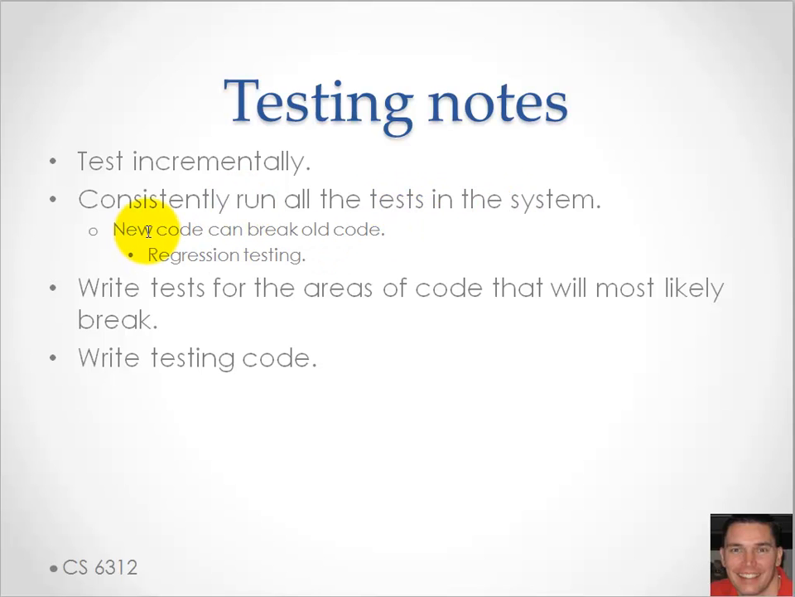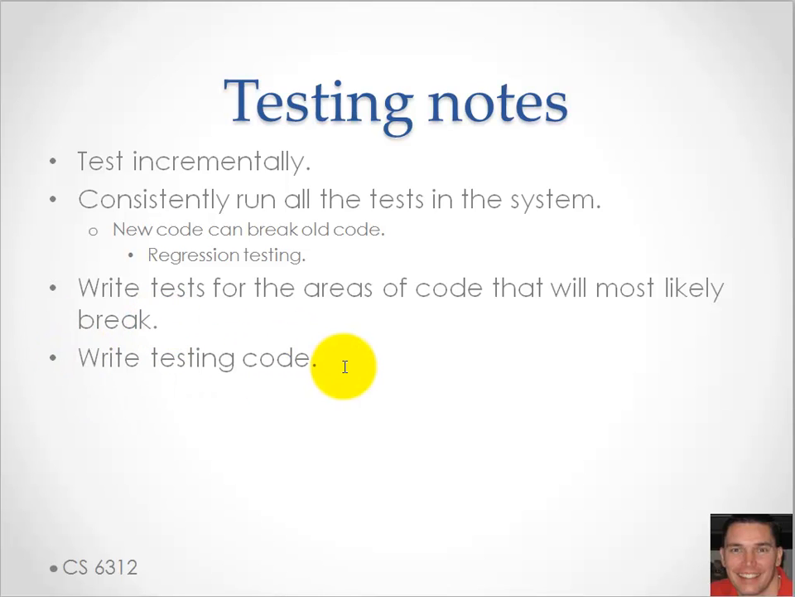Consistently run all the tests in your system. Realize that anytime you come in and fix a bug, it may break something else. So go back and rerun all your tests. This is called regression testing. Then make sure you write tests for the areas of code that will most likely break. I know we like to think that our code's perfect and we just want to run the typical scenarios, but where the frustration and the errors come in is at those boundary conditions.